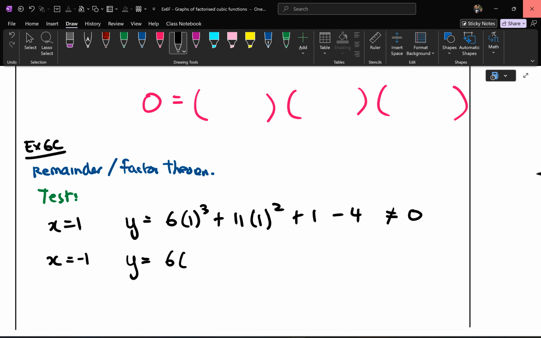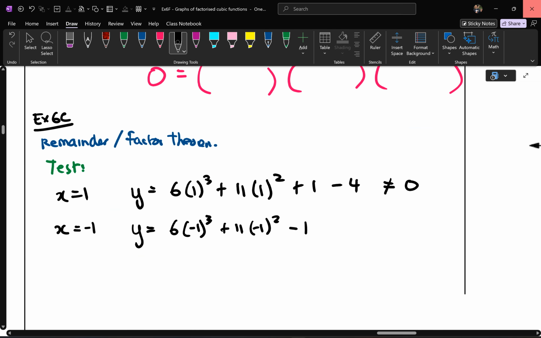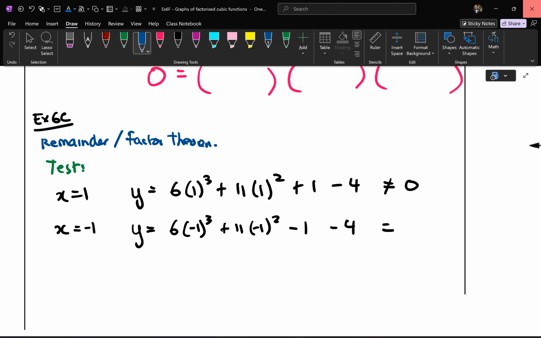That means you now have 6 times -1 cubed plus 11 times -1 squared plus, what was this one again? Oh, -1. Whoops. -1 and then -4. Let's have a think. That will give you a -6. This will give you a +11, so that's looking good. That's a -1, -4. Does that give you 0?